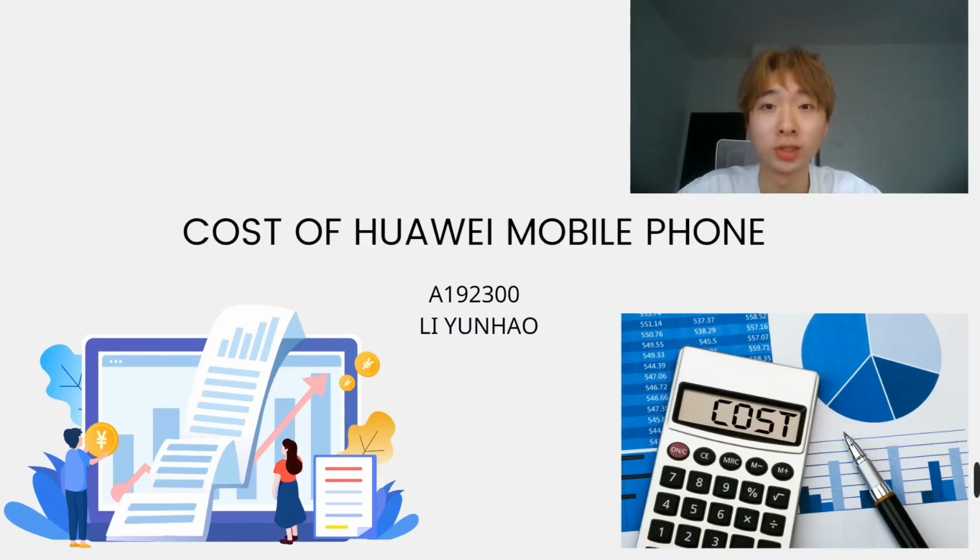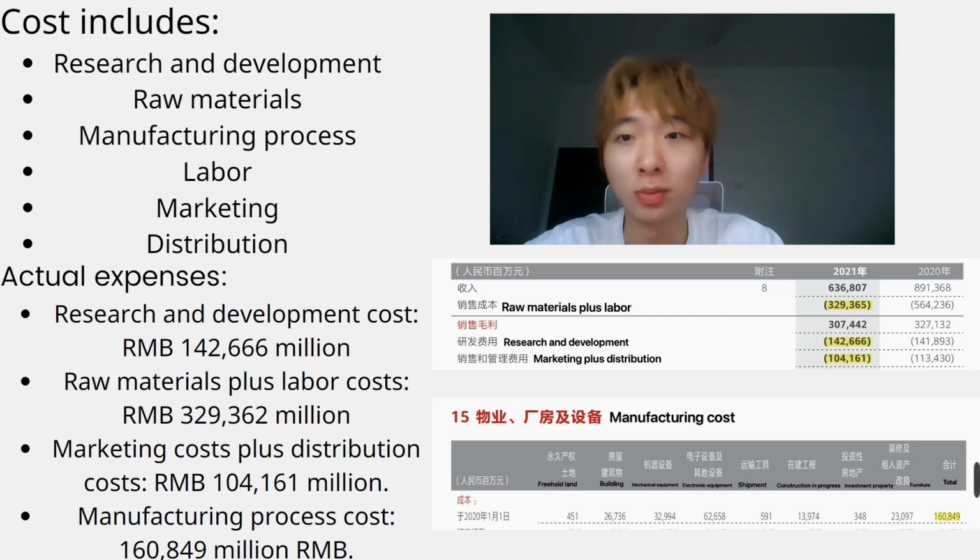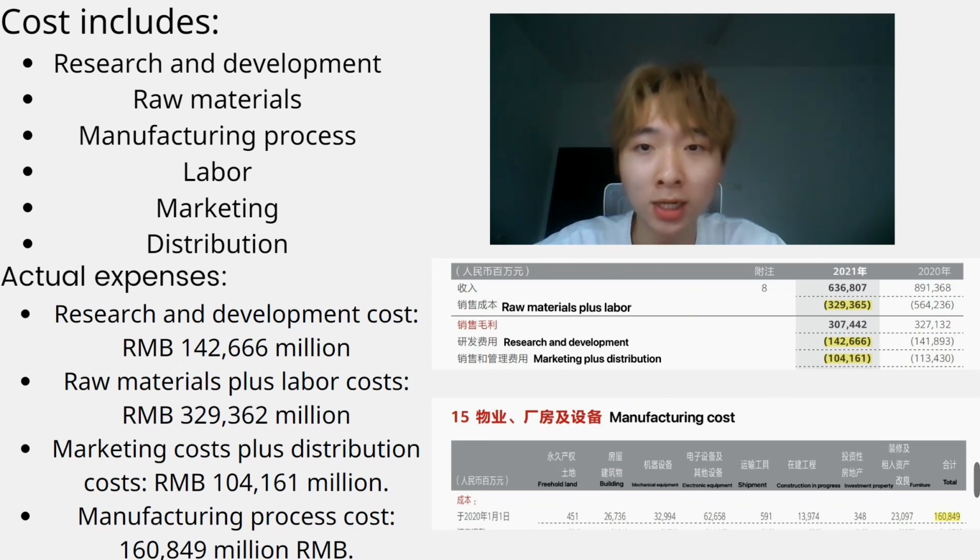So let me introduce the cost of Huawei mobile phones. The production cost of Huawei mobile phones includes research and development expenses, raw material expenses, manufacturing process expenses, labor expenses, marketing and distribution expenses. The first three are fixed costs and the last three are variable costs. The specific cost values are as follows, and the data are all from Huawei's annual report.